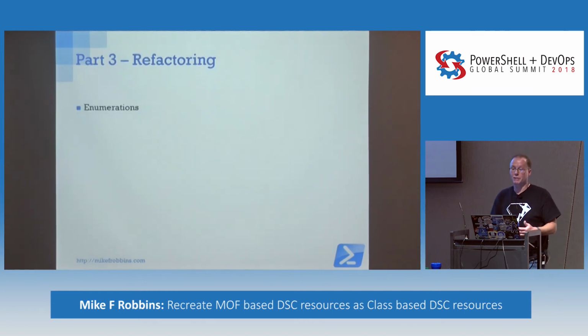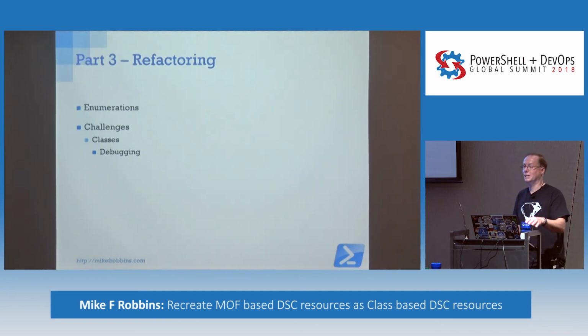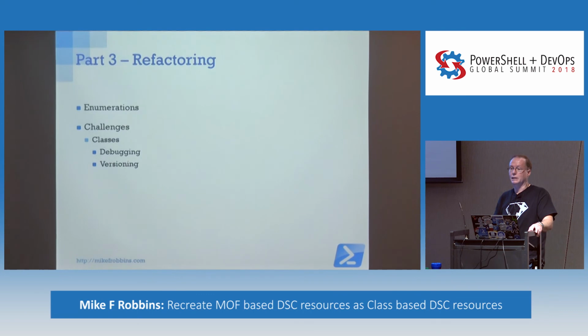So I showed you the refactoring where I used enumerations, and the challenges with classes. I've had some issues with debugging, and that's the thing I hit Jeffrey Snover up about. He said that yes, debugging was horrendous in PowerShell 5, but in 5.1 it supposedly works, although I have not confirmed that yet.